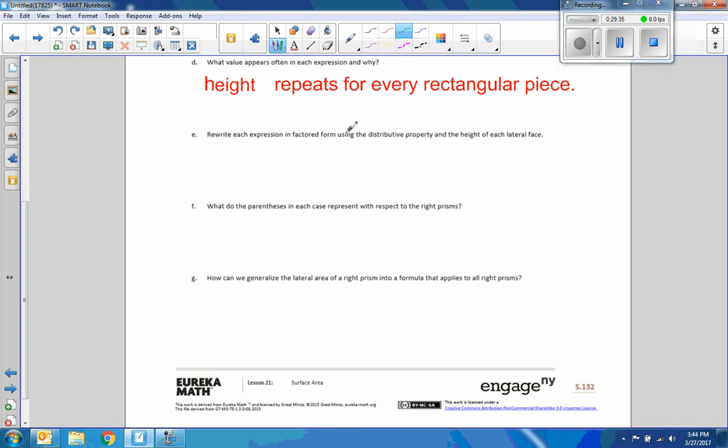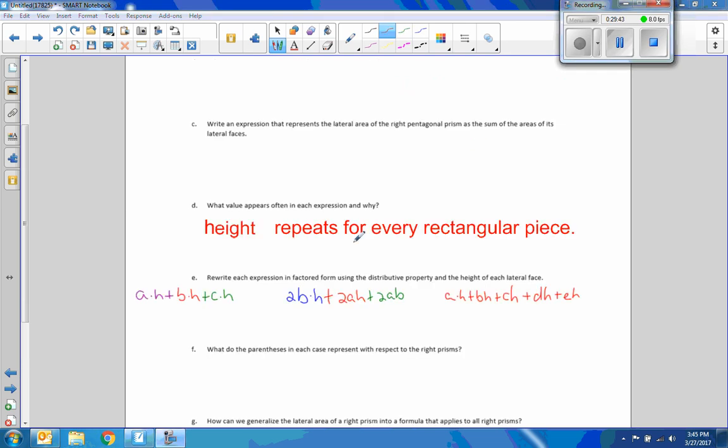E, rewrite each expression in factored form using the distributive property and the height of each lateral face. So let me bring those down, and we will work that. Okay, so I brought these back in. I copied them from the last page. It says rewrite each expression in factored form, so when they have an H in common, that would equal H times the quantity A plus B plus C.